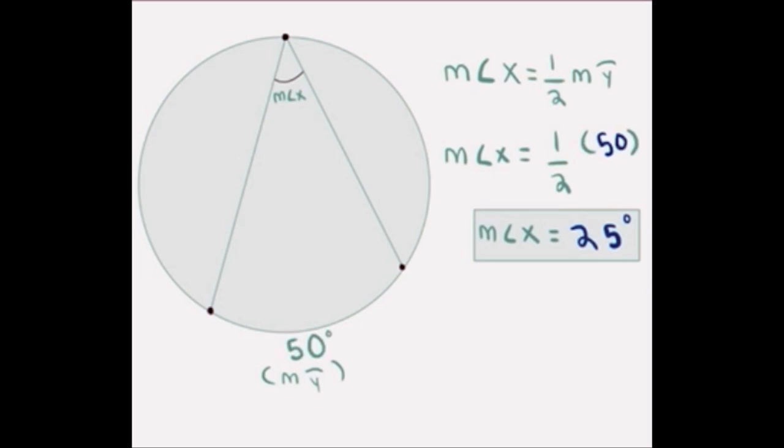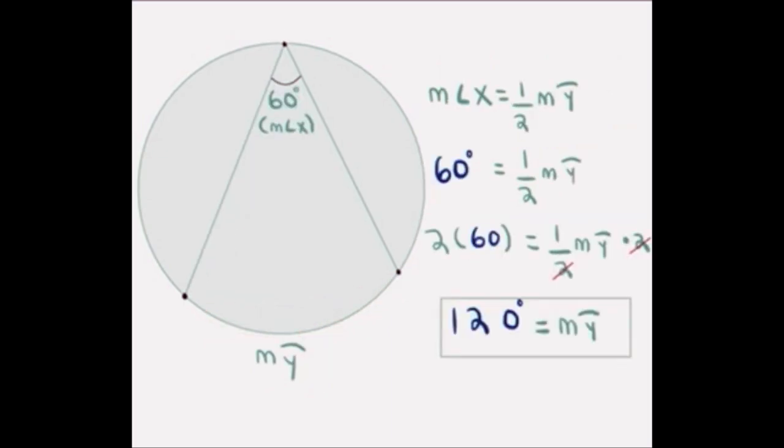So now that we have gone over that definition, let's apply it to some problems. I'm given that the measure of arc Y is 50 degrees. And because I know that the measure of angle X must be half the measure of arc Y, I will substitute the measure of arc Y, which is 50 degrees, and I get that the measure of angle X is 25 degrees. As you can see, I am referring to its intercepted arc, so I'm halving the measure of its intercepted arc.